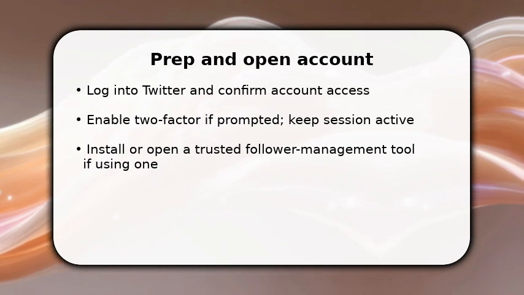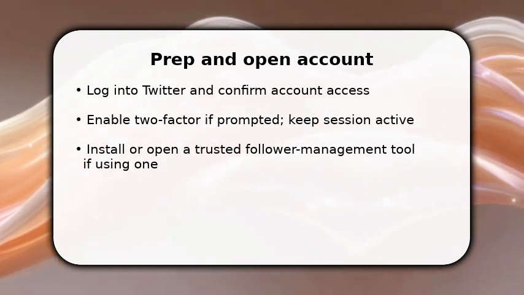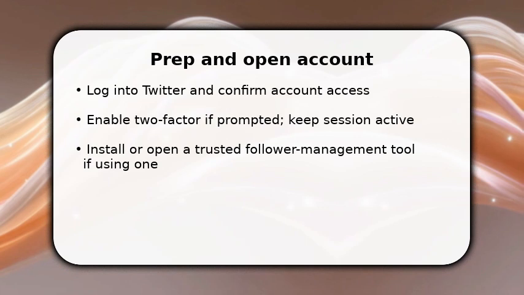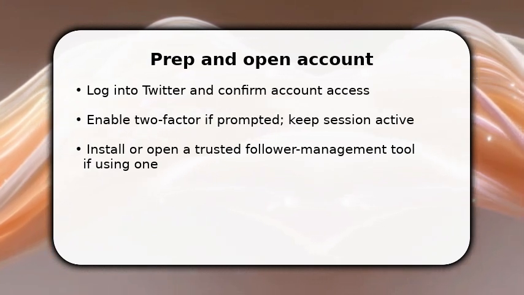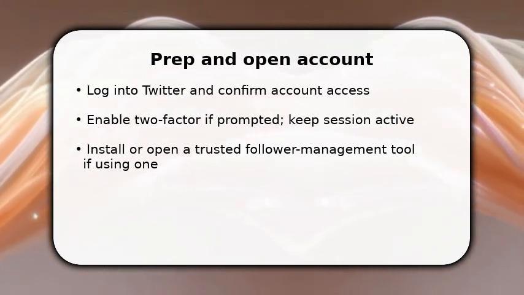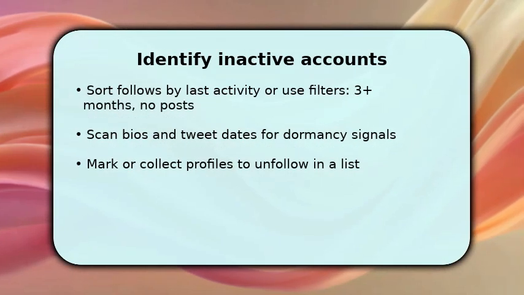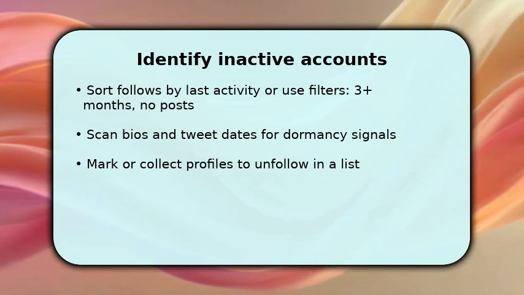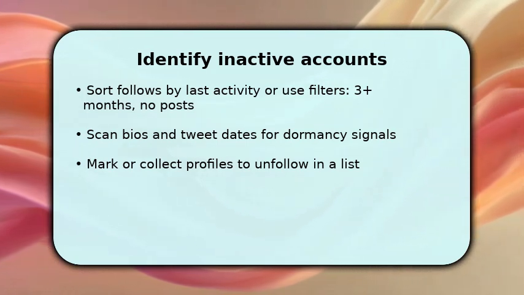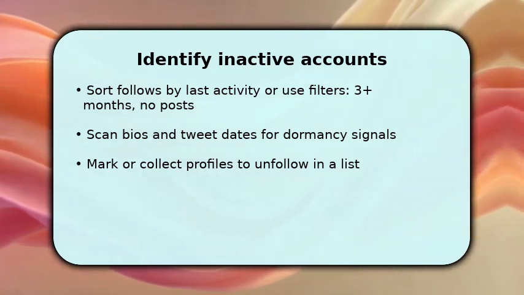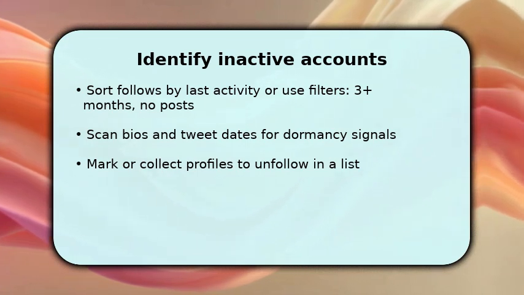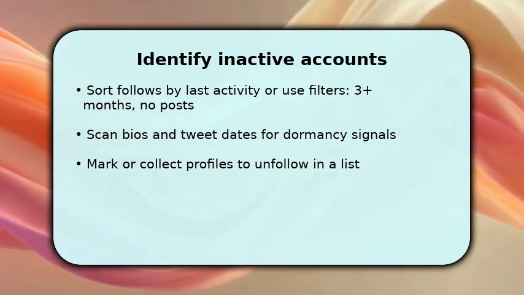Make sure Twitter's web or mobile app remains open so you can cross-check profiles instantly and avoid accidental unfollows. Now identify inactive accounts. Sort follows by last activity or use filters for accounts inactive 3+ months or with no recent posts. Once filtered, scan bios and tweet timestamps to confirm dormancy. Look for automated or abandoned accounts.